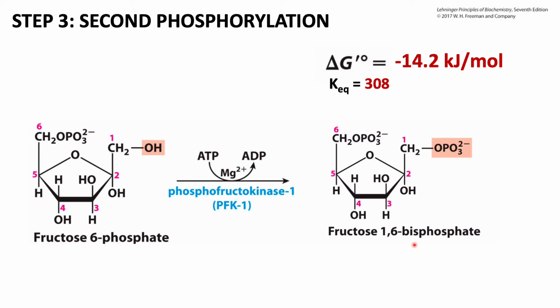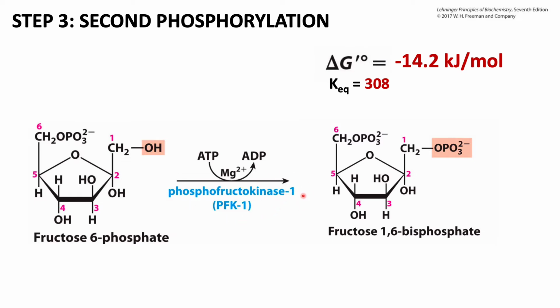Bis just means 2. So we have 2 phosphates. And we see that we have 1 phosphate here, 1 phosphate here. Where are the phosphates located? On carbon 1 and carbon 6. What molecule do we have? We have fructose. Now, this process is catalyzed by the enzyme phosphofructokinase, or PFK1.